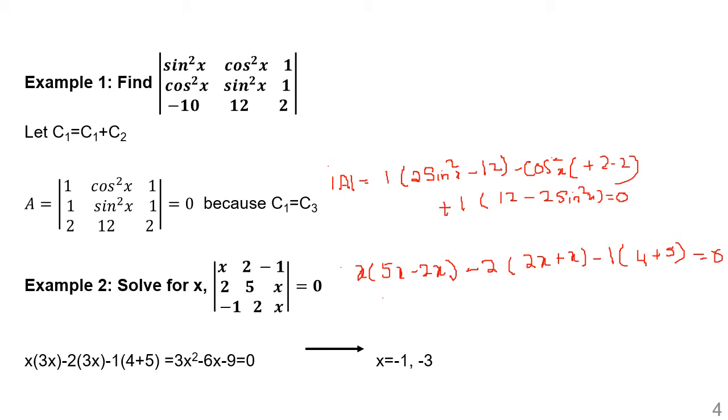Now we'll try to get it. 5x minus 2x is 3x, 3x square minus, it is 3x into 2, 6x minus 9 equal to 0. When we simplify this using the calculator, we get the value of x equal to minus 1 and x equal to minus 3.